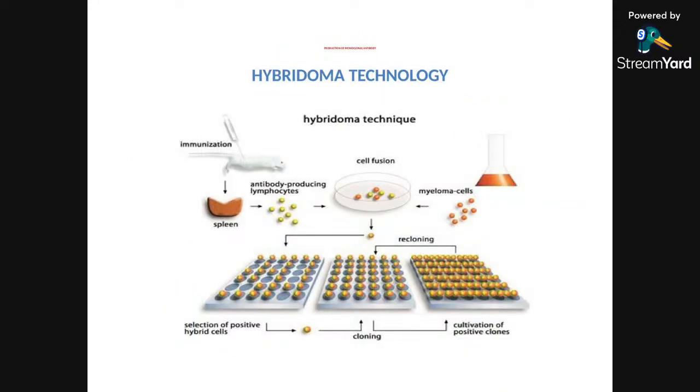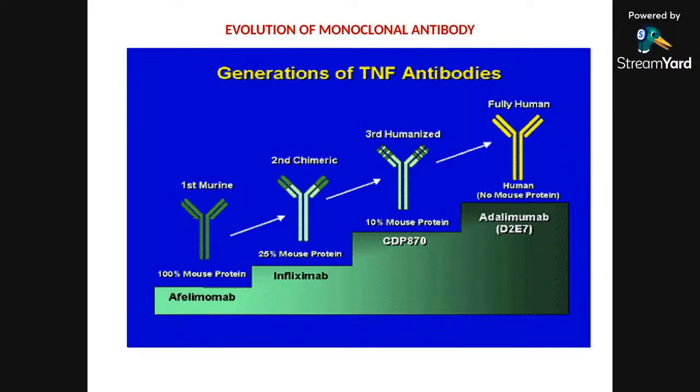In hybridoma technology, all are cloned, the positive hybrid cells selected are separated out and then cultivated as the positive clone. Here is how it is evaluated, how useful it is. Particularly, this generation is already in the market, the TNF antibody, the tumor necrosis factor antibody.